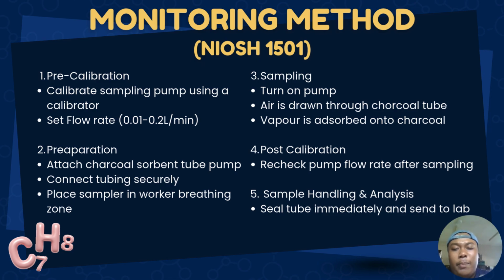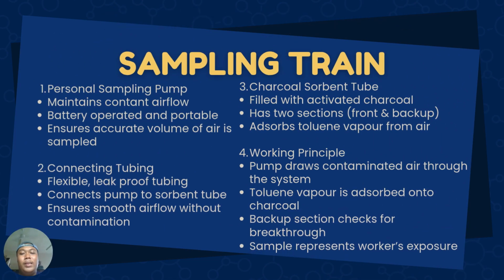During the sampling, the pump pulls air through the tube and toluene vapor is trapped in the charcoal. This can be done for a short period or over the entire work shift. After sampling, we perform post-calibration to check if the pump flow rate has changed. If there is a big difference, the sample may not be valid. Finally, the sample is sealed and sent to the lab for gas chromatography analysis, which determines the concentration of toluene. Next, we go to the sampling train.